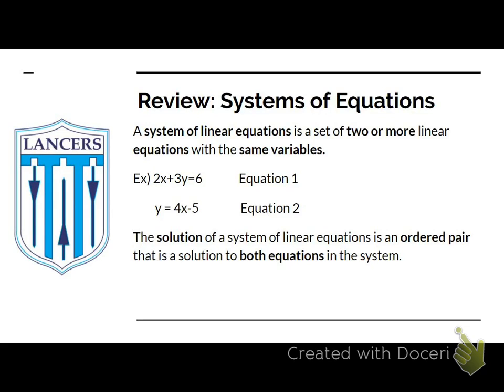To review what we talked about yesterday with systems. A system of linear equations is a set of two or more linear equations with the same variables. Okay, we still have those same example system equations that we had yesterday. Again, the solution of a system of linear equations is an ordered pair that's a solution to both equations. Both of them at the same time. That's all stuff we talked about yesterday. So technically you could have copied those blanks over from yesterday's notes if you had it filled out.